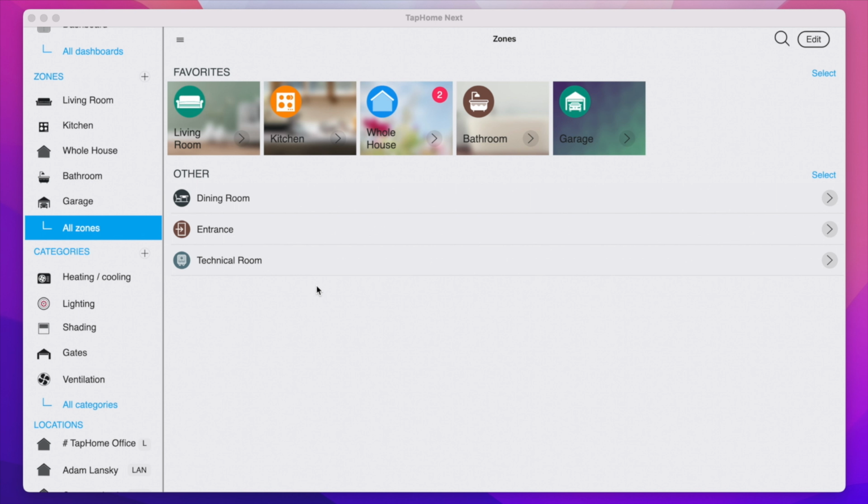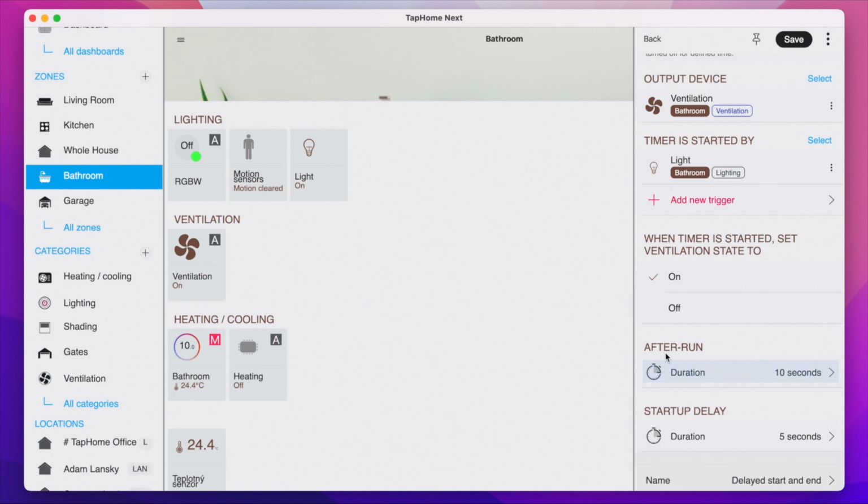The control of the bathroom fan is usually connected to the light. This means that the fan turns on with a certain delay when the light is turned on. On the other hand, when the light is turned off, the fan runs for a while longer.